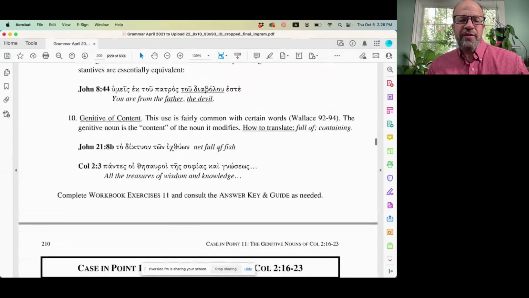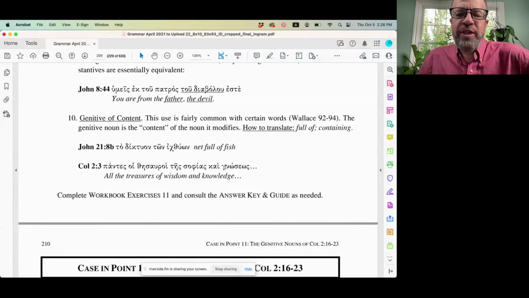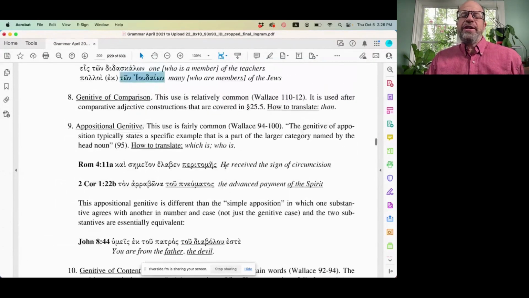You also have genitive of content. So you might have a net of fish. So the genitive is given the content of what the net has in this case. So treasures of wisdom and knowledge. In other words, what are in the treasure chests? Well, wisdom and knowledge. Well, the genitive case is very dynamic.